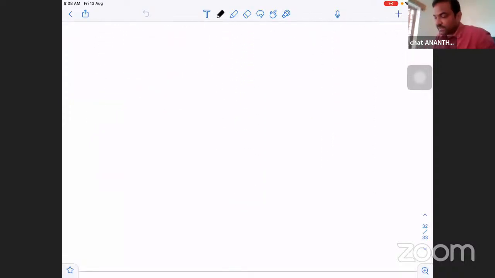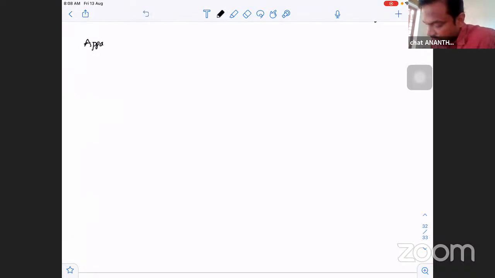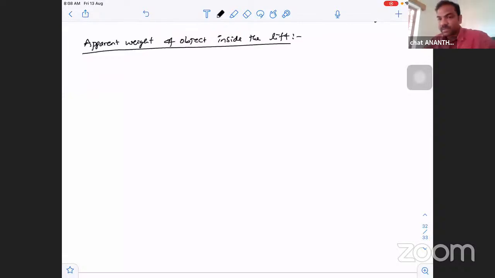So from this, we will go for apparent weight. Apparent weight of an object inside the lift. So what is the meaning of weight? The normal reaction acting on the block, we call it as weight. Normal reaction acting on the block or object. Normal reaction acting on the object. You can write down. Object is called as weight.